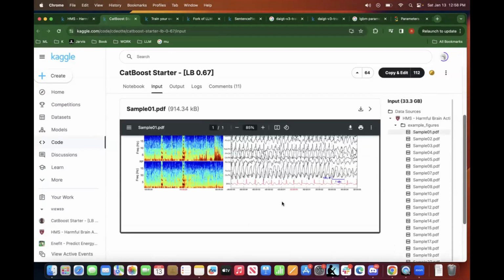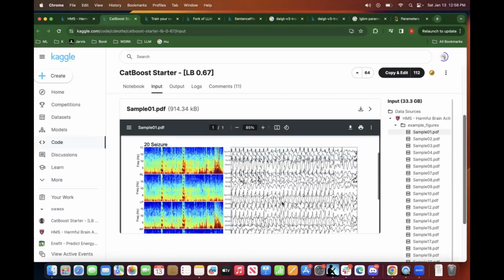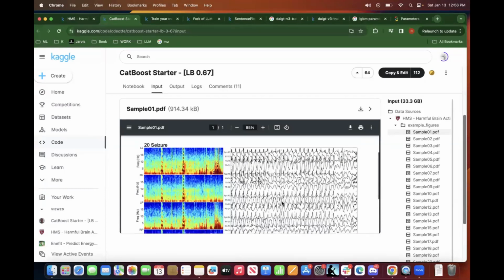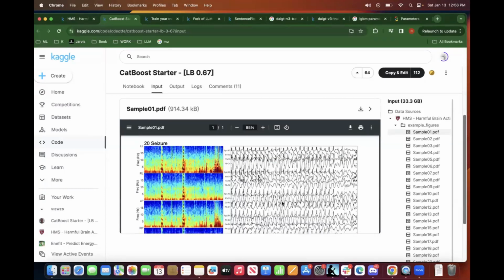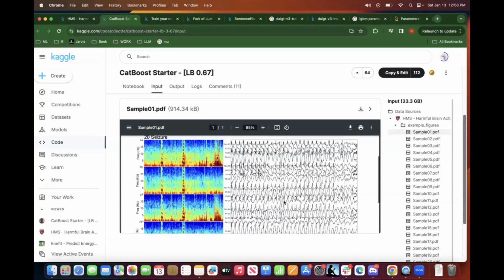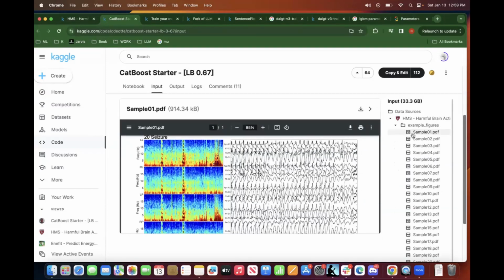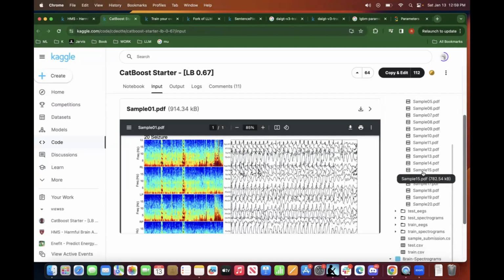Yeah, the left is the spectrogram, the right is the EEG. But is this provided for every patient? Yes, it is. It's linked to the train.csv, which gives you the patient and the information. But it says only example figures, right? There are just 20 of these.